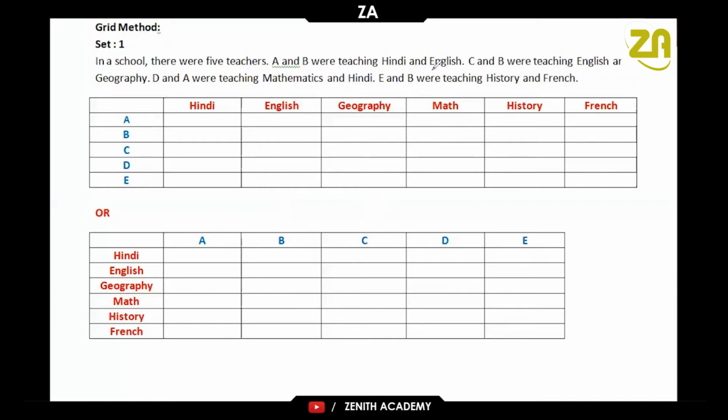A and B teaching Hindi and English. C and B teaching English and Geography. So B is teaching English, Geography. C is teaching English and Geography.